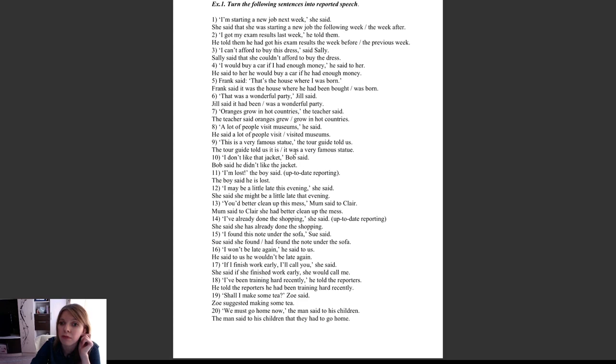Number 10. "I don't like the jacket," Bob said. Bob said he didn't like the jacket. So we change present simple into past simple. Number 11. "I'm lost," the boy said.